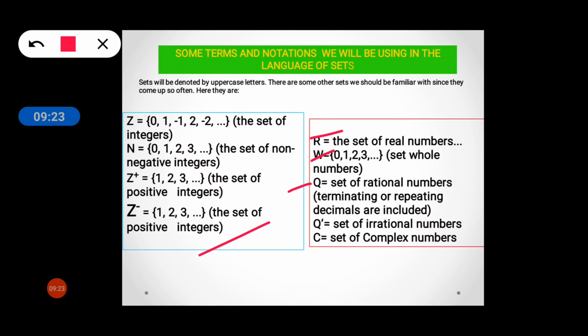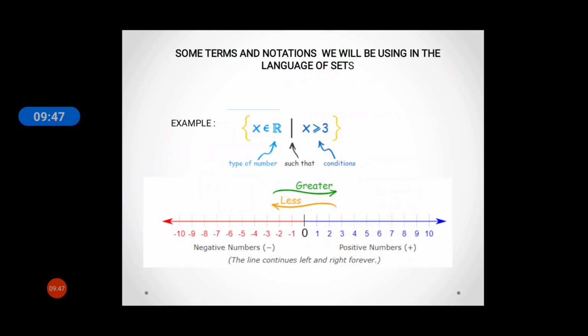Q, the set of rational numbers, including terminating and repeating decimals. We have Q prime, the set of irrational numbers. We have C, the set of complex numbers. Those are the symbolic names that we'll be using in this set, the language of sets.